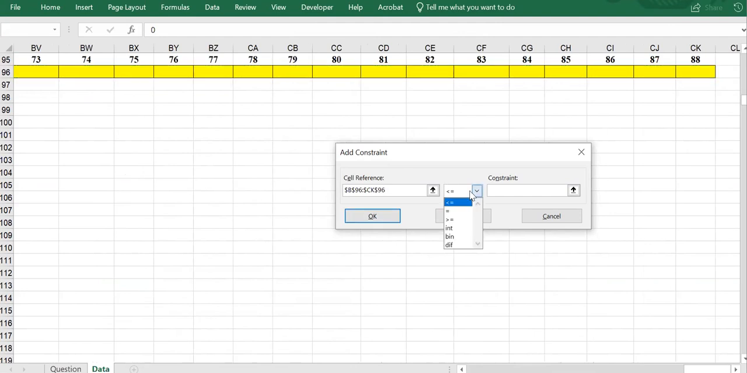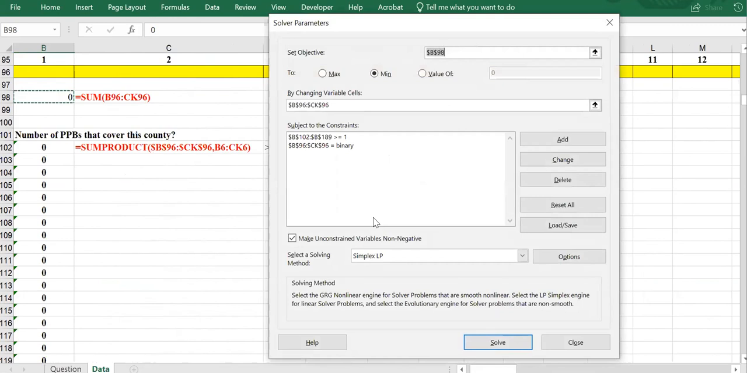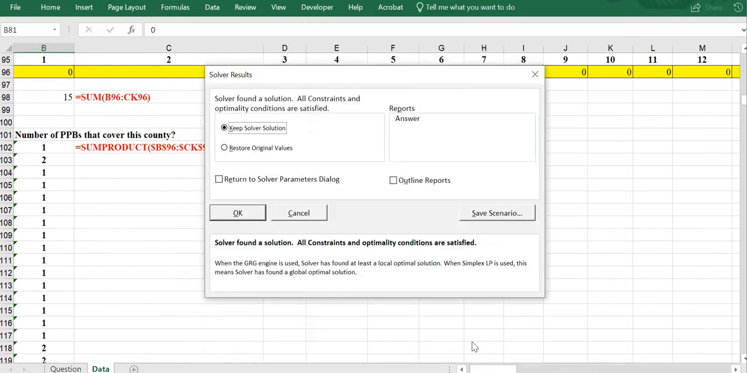CK96, yes. I want all of them to be binary. Okay, that's perfect. Make sure the solving method is set to simplex LP and go ahead and solve it. Solver found a solution, a feasible, optimal solution, and all the constraints are satisfied. So that makes it a feasible solution. All optimality conditions are satisfied. That will make it an optimal solution.